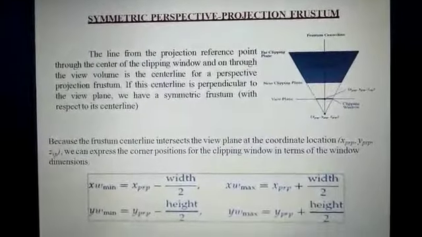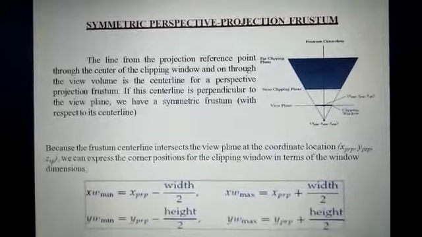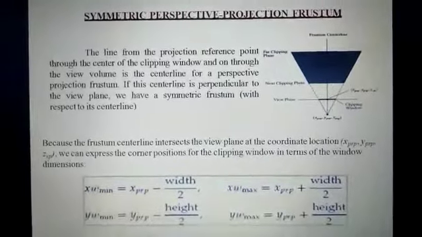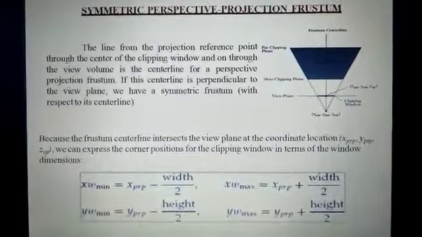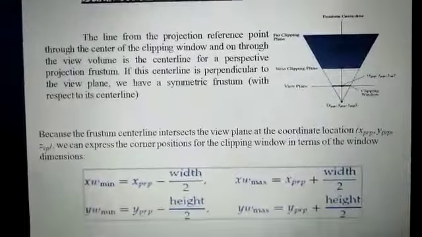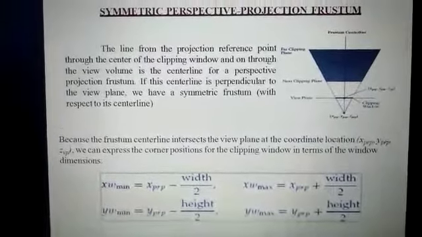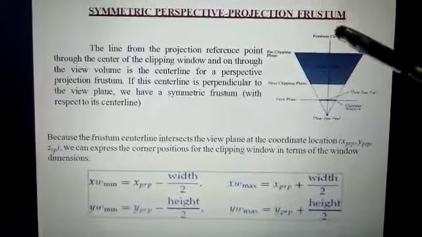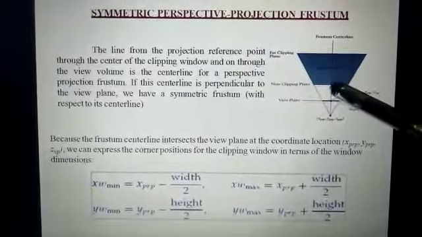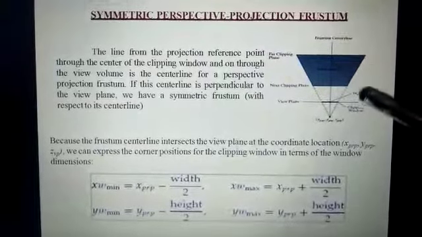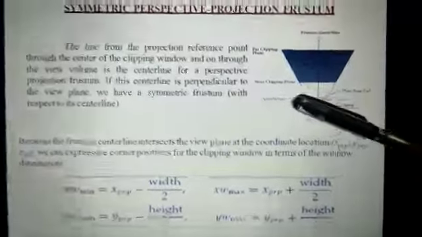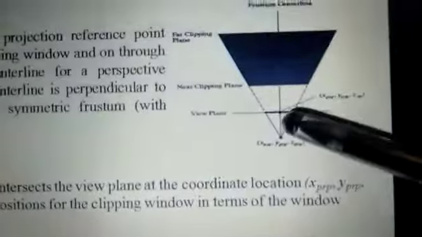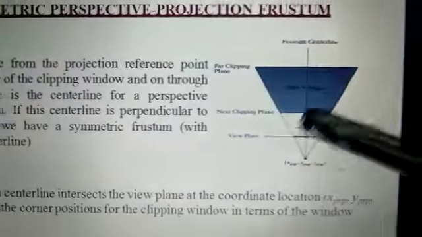Symmetric perspective projection frustum. The line from the projection reference point through the center of the clipping window and on through the view volume is the center line for a perspective projection frustum. If this center line is perpendicular to the view plane, we have a symmetric frustum with respect to its center line.